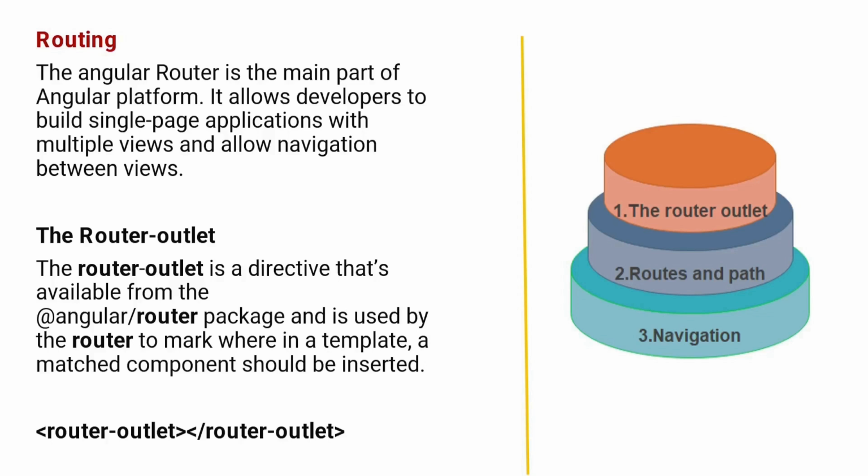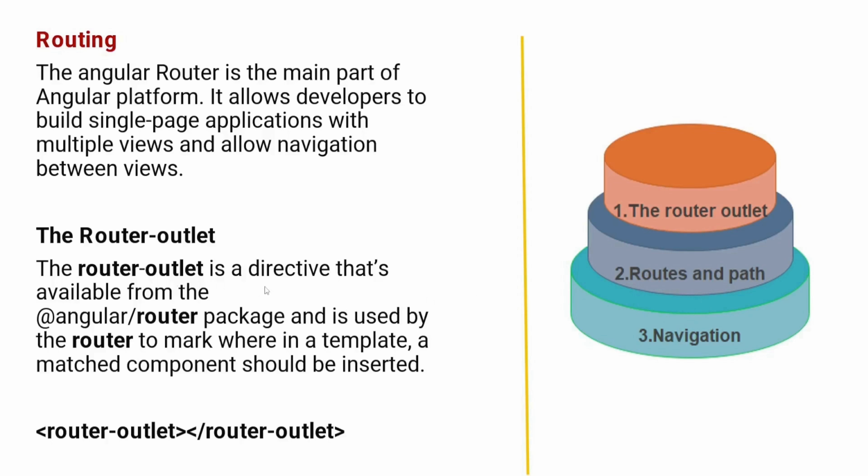So you can navigate between those views, and to achieve that, you need to have these three important pillars of routing implemented in your project. First is the router outlet, second is routes and path, and third is navigation. Let's try to understand each of them.